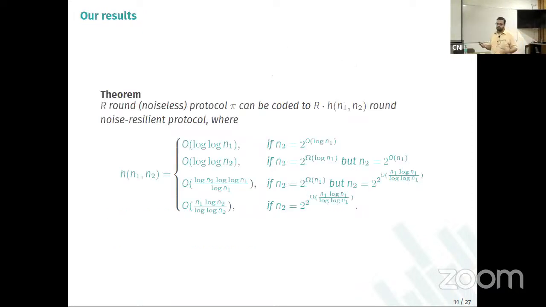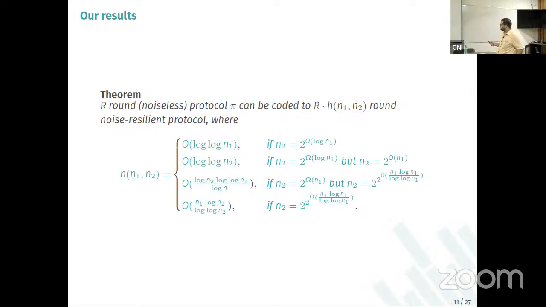And here's our result. We give a coding scheme which, if it takes an R-round noiseless protocol phi, gives a noise-resilient protocol with an overhead of this number H(N1, N2). What is this number? It depends on the relationship between N1 and N2. For example, when N2 is at most polynomial in N1, the overhead is order log N2. When it is between polynomial and exponential, it is order log N2. Between exponential and something very high, 2 to the power of 2 to the power of small o(N1 log N1 / log N1), it gives order log N2 times log N1 / log N1, and if it is even higher than this, then this is the overhead. So this completes all possible relationships between N1 and N2.